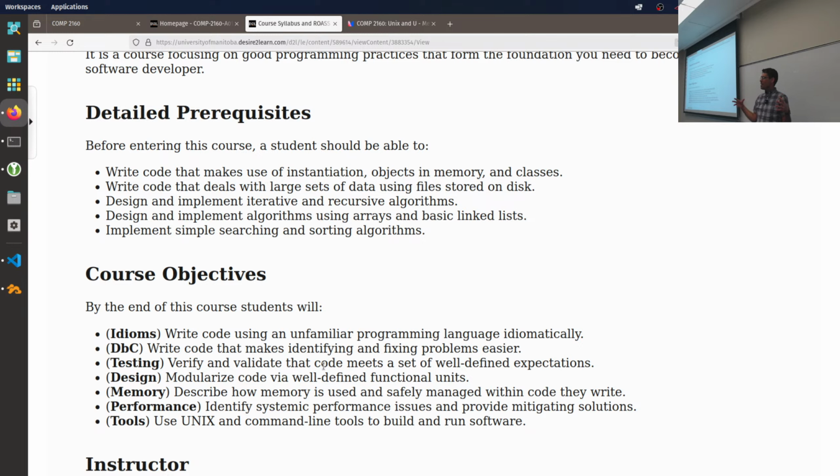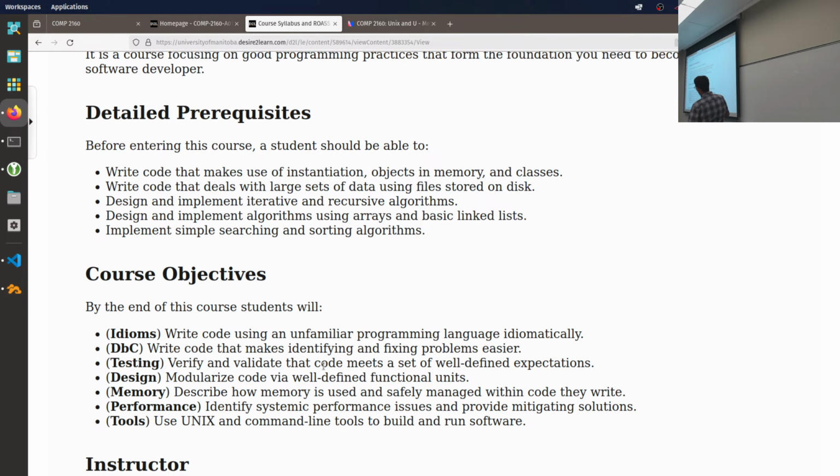I want you to have this idea of a node that refers somehow to another node and then builds itself up that way. So being able to add things to a linked list and remove things from a linked list. I also want you to be able to implement simple searching and sorting algorithms, like linear search and binary search, and things like selection sort and maybe quick sort. Those are the things that I'm looking for before you're coming into this class.